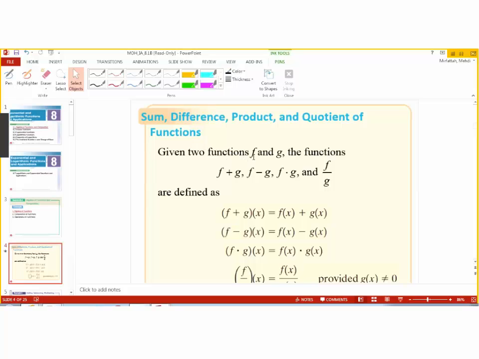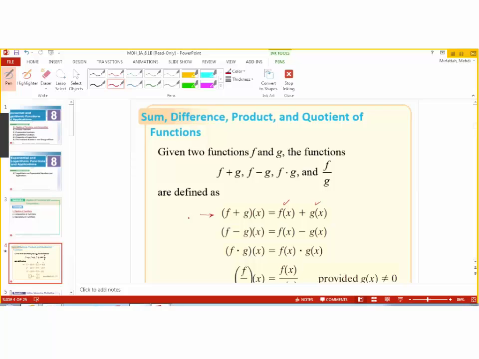Given two functions f and g, then the functions f plus g, f minus g, f times g, and f over g, or f divided by g, are defined as these symbols. So the first one, when you see f plus g of x, all it means is you take these two functions and you add them up.